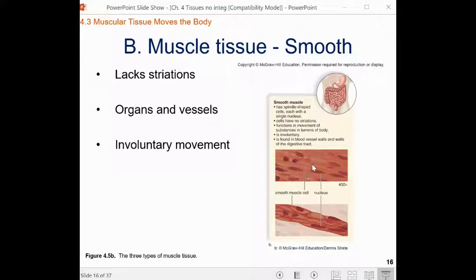This is responsible for involuntary movement. This is why when your intestines start cramping and you're getting diarrhea, you can't go, golly, I think I'll wait and do this later. Skeletal muscles, you have conscious control. Smooth muscle, you do not have conscious control.